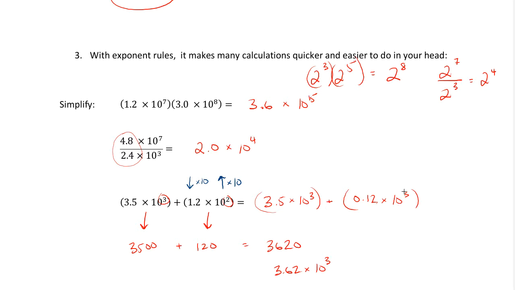Now that I've got both of these with the same power of 10, they're both thousands. This is 3.5 thousands and this is 0.12 thousands. I can just add them. So I get 3.62. And then the 10 to the 3 stays the same. Okay, so that's scientific notation and how to use it.